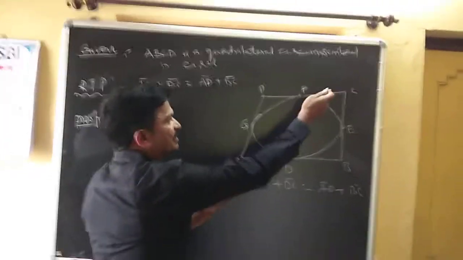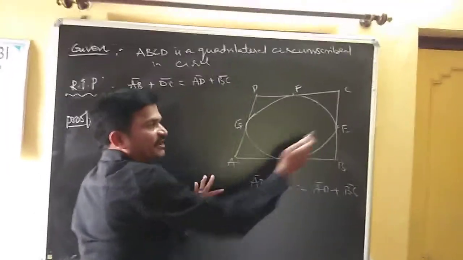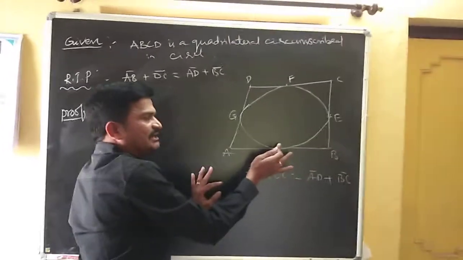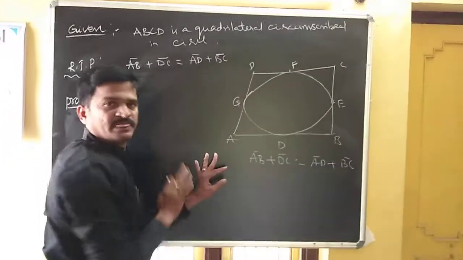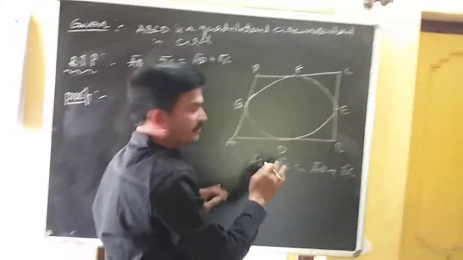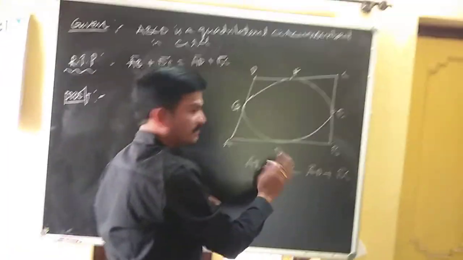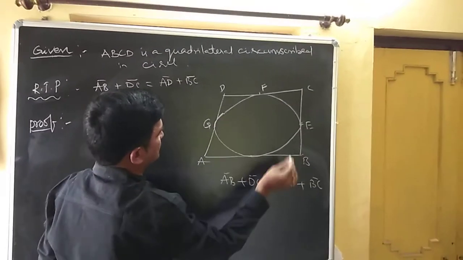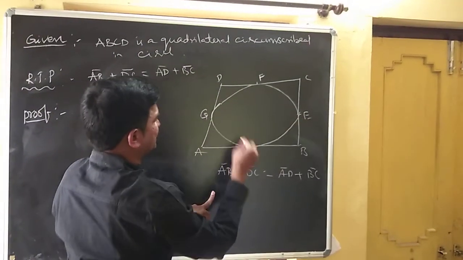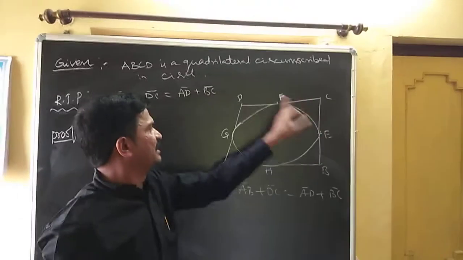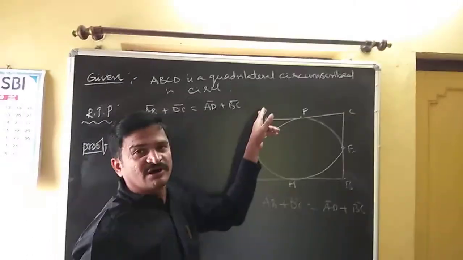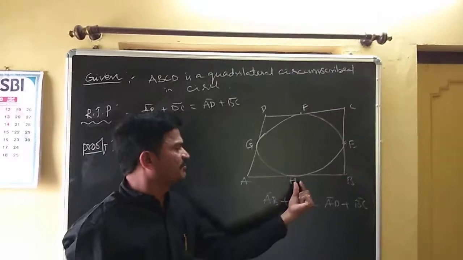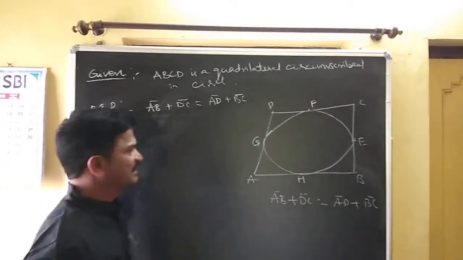here the quadrilateral touches the circle at 4 different points, named as E, F, G, H. Better you can mark as E, F, G, H, because already we have marked the center as O, so name some other point H. E, F, G, H, isn't it?